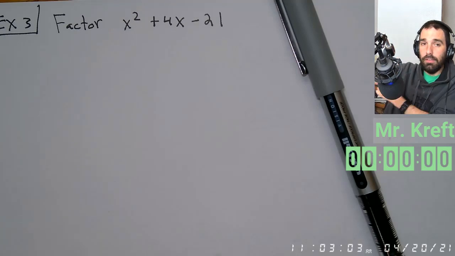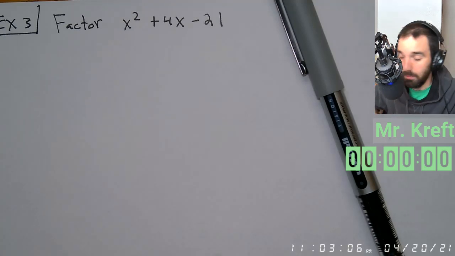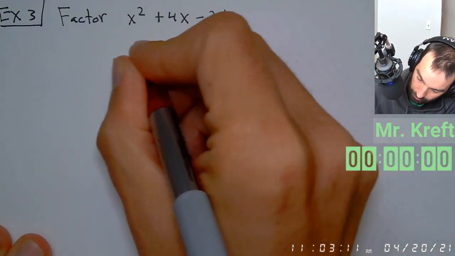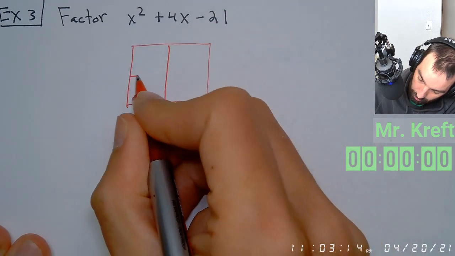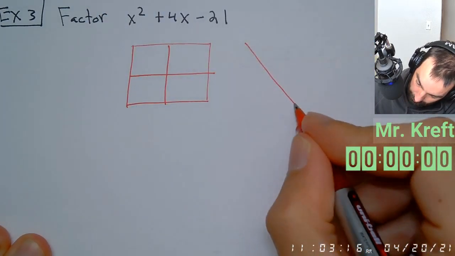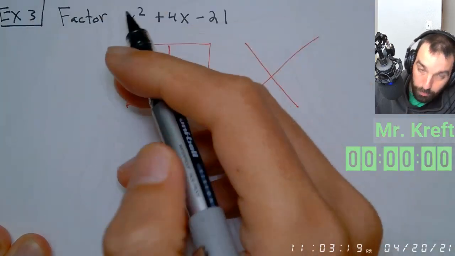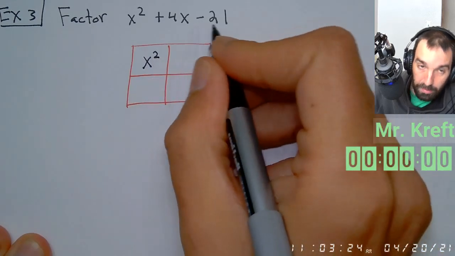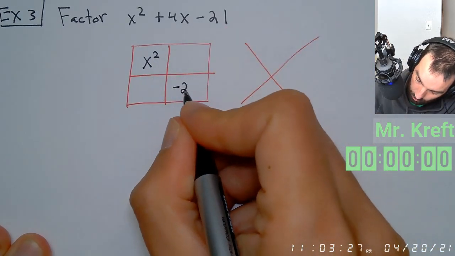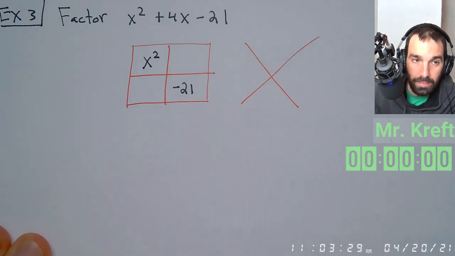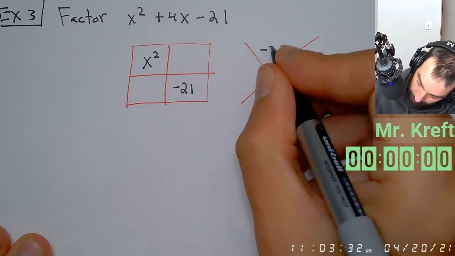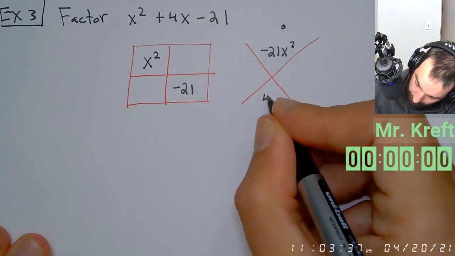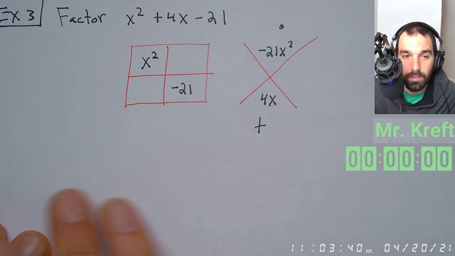All right, let's go ahead and take a look at what we got, and see if you guys have any questions. So I would start by drawing a box, right? Because this is a trinomial. I'm going to put my squared term, x squared, in the upper left. I'm going to put my constant term in the lower right. Okay. I'm going to multiply those to get my product. And for my sum, I'm going to write down here 4x.